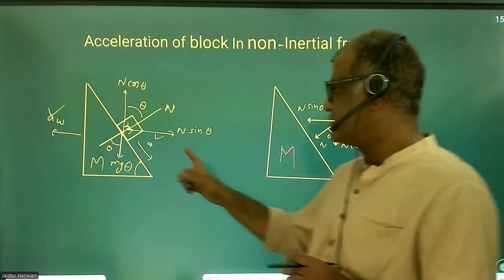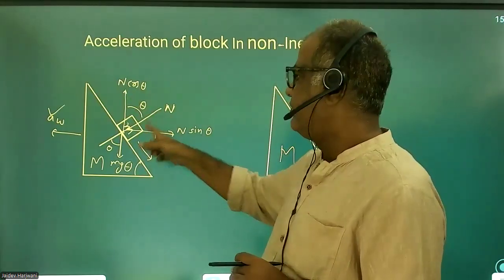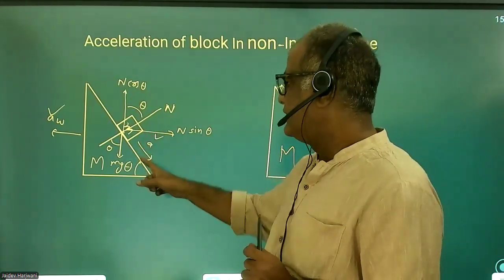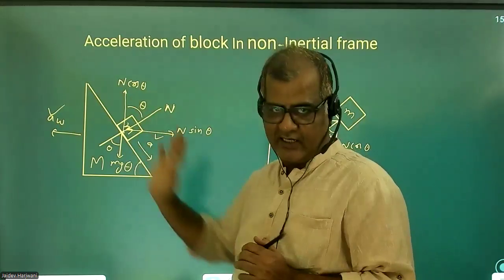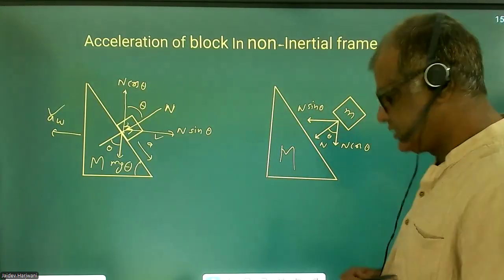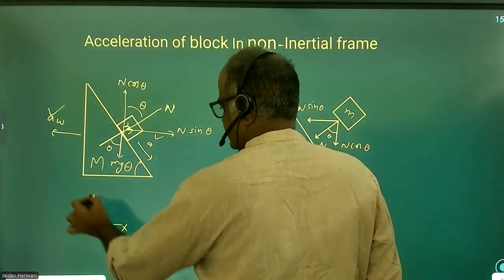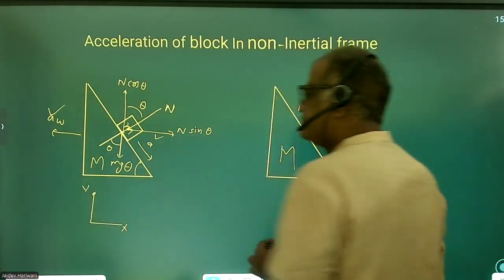Non-inertial frame means this block is moving because this particle of the block is sliding, and because of this sliding, the wedge is also accelerating in the minus x direction. So let us solve this problem. Let us say this is my x-axis and this is my y-axis.